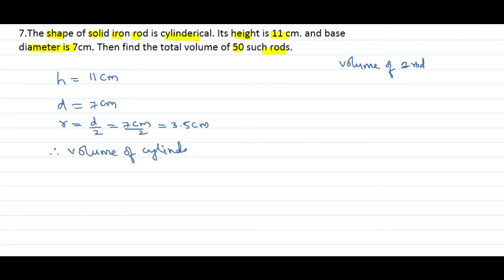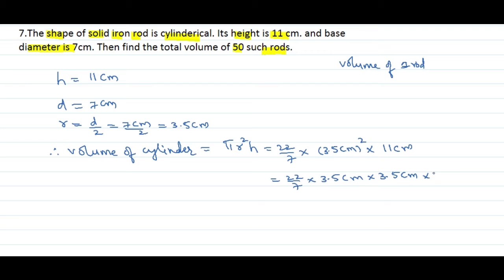Therefore, volume of cylinder is equal to pi r square h, which is equal to 22/7 into radius 3.5 centimeter square into height 11 centimeter. So which is equal to 22/7 into 3.5 centimeter into 3.5 centimeter into 11 centimeter. If we calculate, we will get 423.5 centimeter cube. So this volume is equal to one rod.